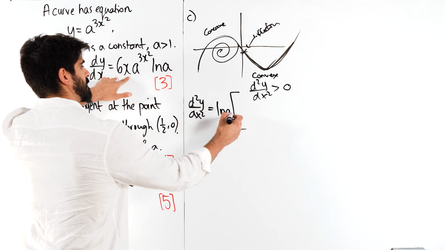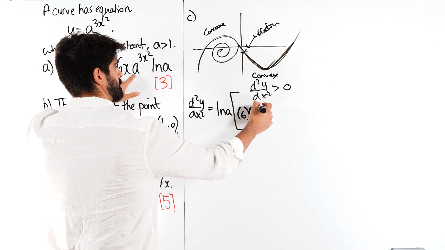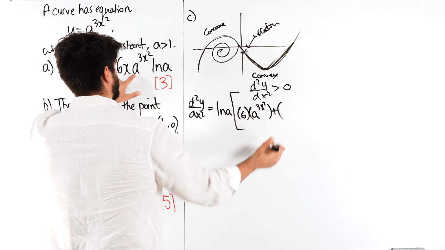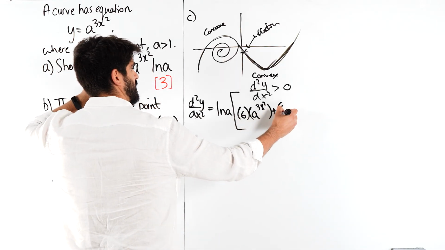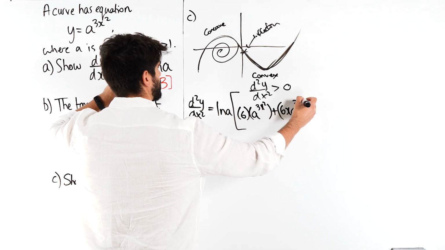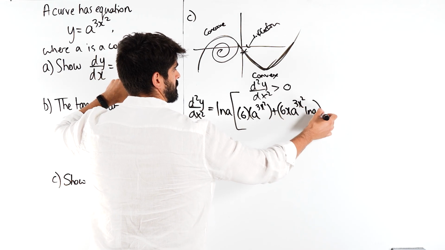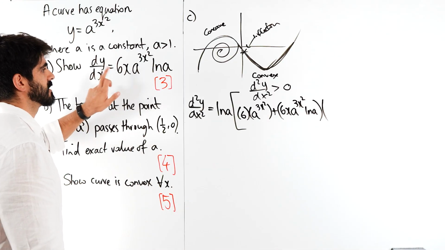So, differentiate the first term times the second, plus differentiate the second term, which you already know is this. So 6x a to the power of 3x squared ln a. Yeah, so differentiate the first times the second, differentiate the second times the first.